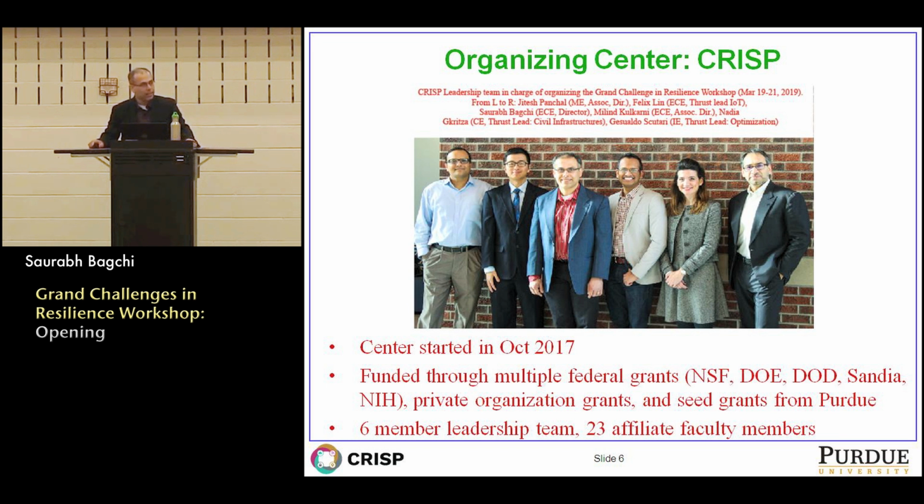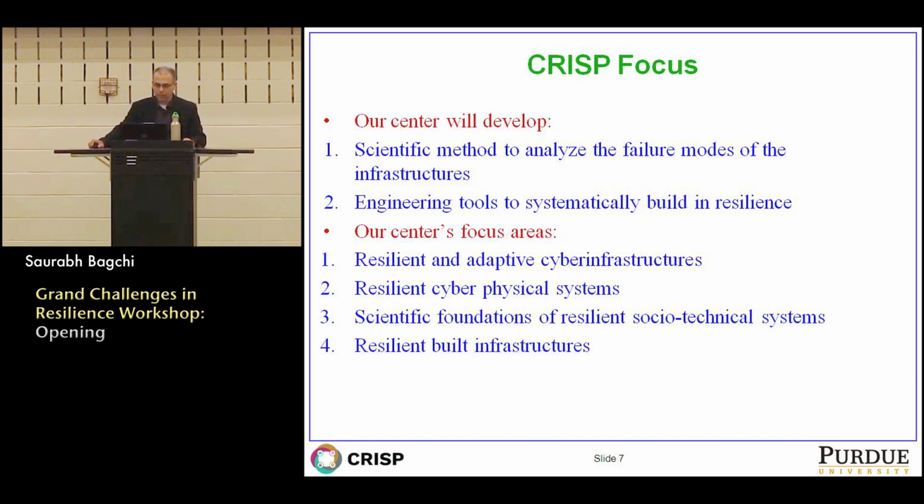And this includes 23 affiliate faculty members as of now, who span the various schools within the College of Engineering and Computer Science. So the CRISP Center was started with the objective of creating some scientific methods to analyze failure modes of infrastructures.